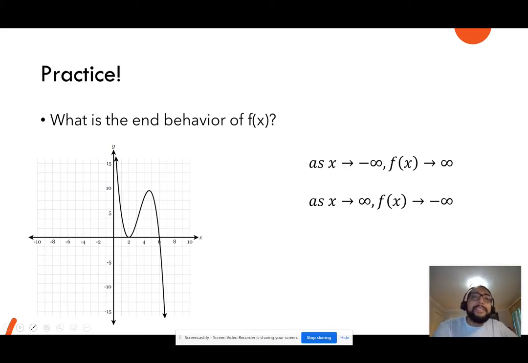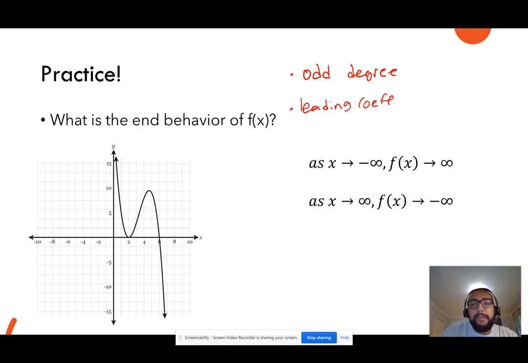Question for you on the spot. Ask yourself, is this an even degree or an odd degree? Correct. It is an odd degree. Now ask yourself this, is the leading coefficient positive or negative? And I'll go ahead and write that here. So we have an odd degree. That's how you spell degree. And then the leading coefficient, ask yourself, is that positive or negative? Ooh, you are correct. It's going to be negative.